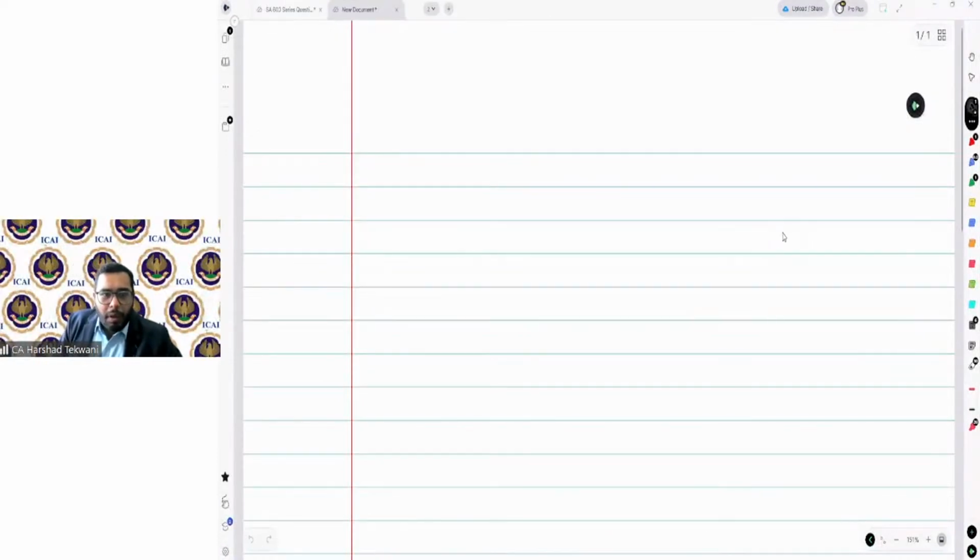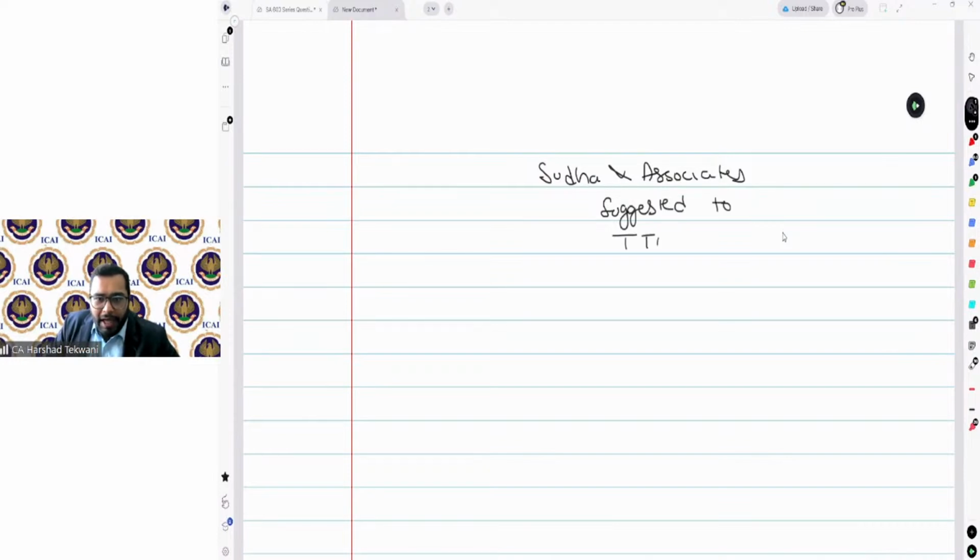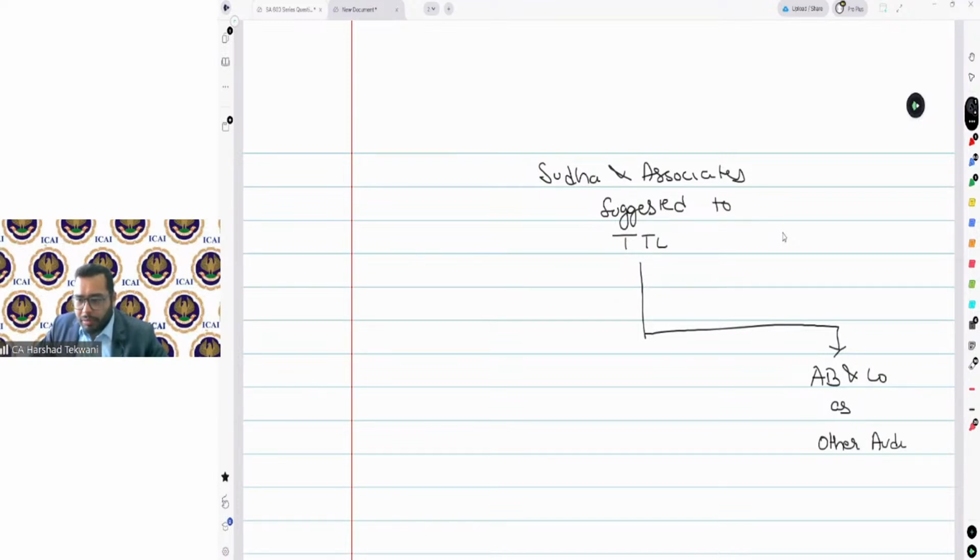Now let's say Sudha and Associates suggested to TTL to appoint AB and Company as other auditor for the work they will assign.